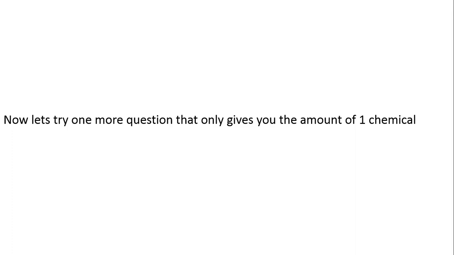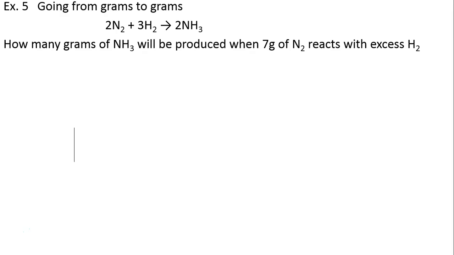Do you do anything differently? Yeah, you don't have to solve for 2 different chemicals in step 1 and 2. You just do it for 1 chemical all the way through. So how many grams of ammonia will be produced from 7 grams of nitrogen that reacts with excess hydrogen? So they're telling you this is the limiting reactant. So they're simplifying the question for you. So as a result, I don't need to figure out the limiting reactant, it really doesn't matter.